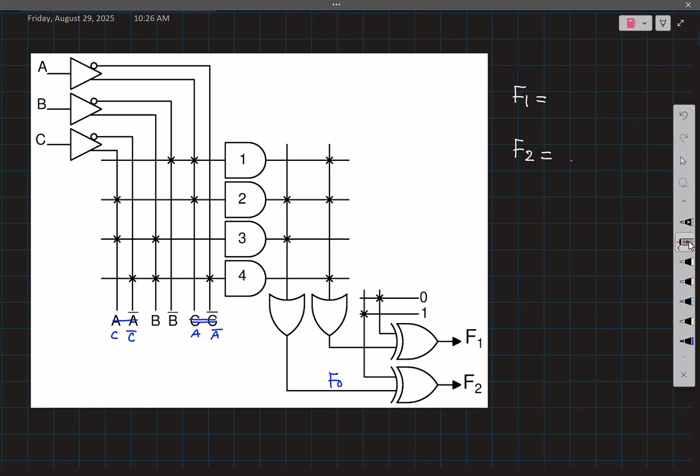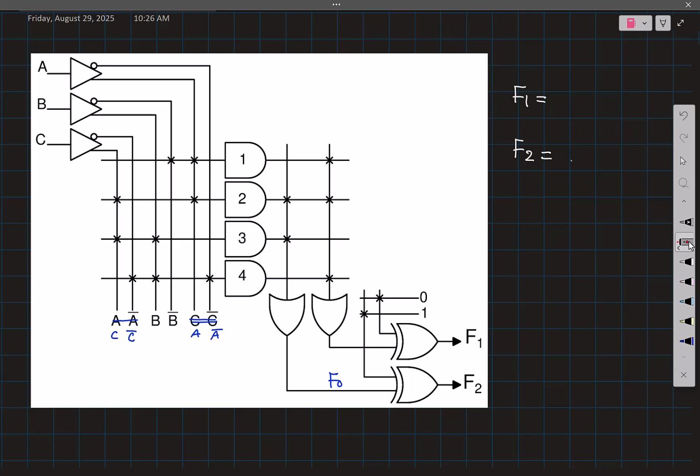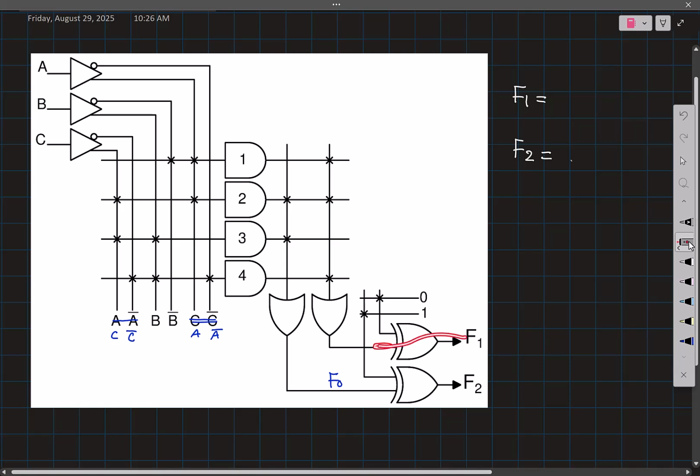So we'll worry about this. So this portion, are we inverting the function here? Is there an inversion happening from here to here? No, right? There is no inversion. The other input to the XOR gate is 0. So if this is 1, you will get 1 here. If this is 0, you'll get 0 here. So no inversion is happening from here to here.